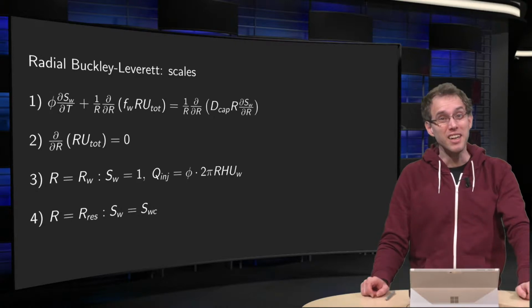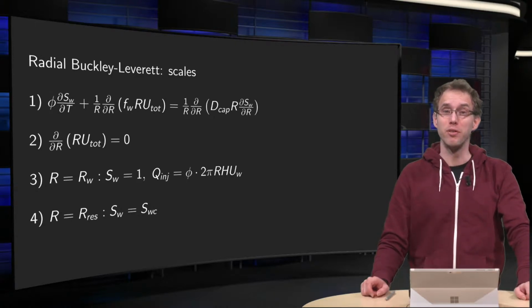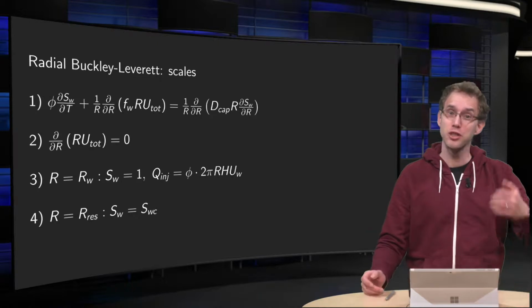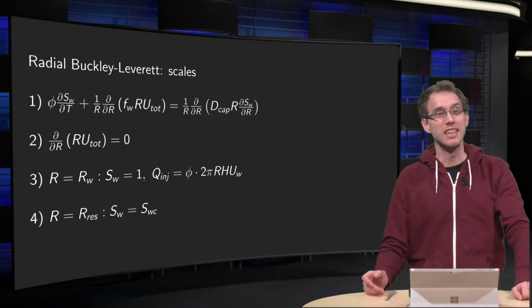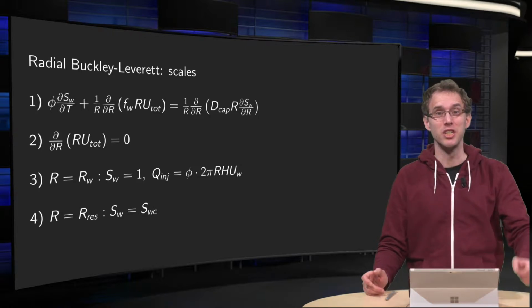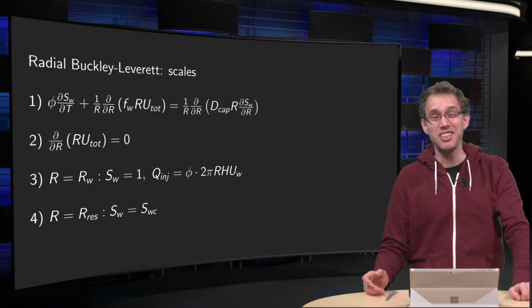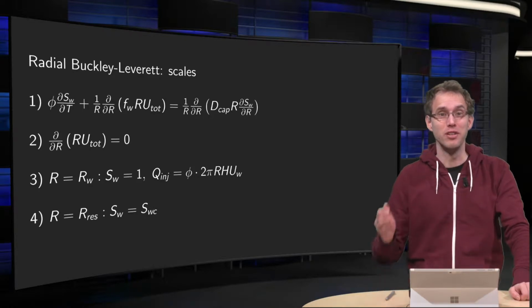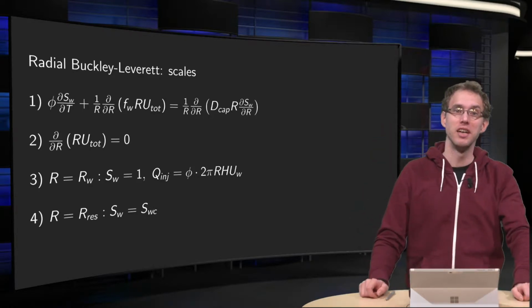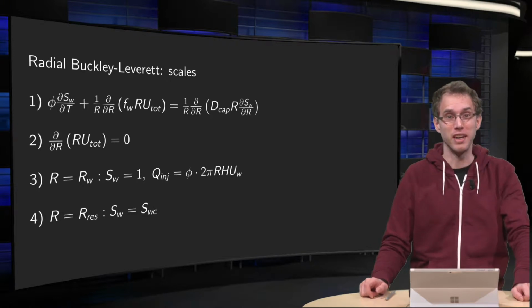In our Radial Buckley-Leverett problem, we want to talk about big and small terms. This is only possible if you have a dimensionless equation, so we need to pick some scales first. This is actually not that trivial. The correct scales depend on the problem you are studying.